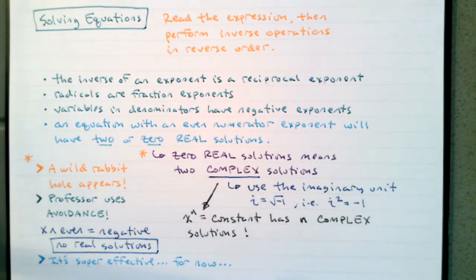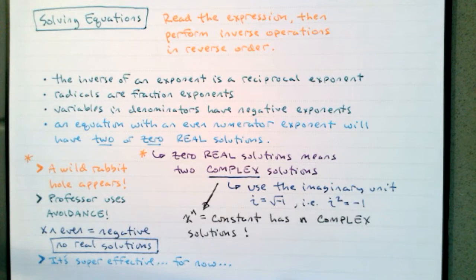So here's what we need to know for our purposes in this class. The wild rabbit hole is that an nth degree polynomial equation will have n complex solutions. So I'm going to cast avoidance and say if your equation comes down to x to an even power equals a negative number, for the purposes of this class at this time, we're just going to say no real solutions. And this will be super effective for now.